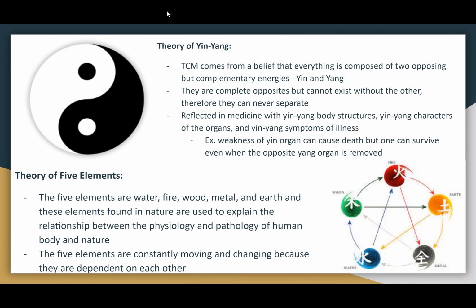removed. The theory of 5 elements states that the 5 elements found in nature can be used to explain the relationship between the physiology and pathology of the human body and nature. These 5 elements, fire, wood, metal, earth, and water, are constantly moving and changing because they are dependent on each other.